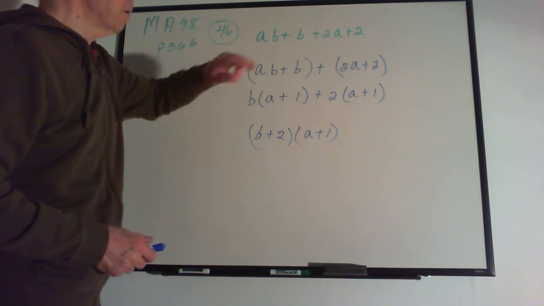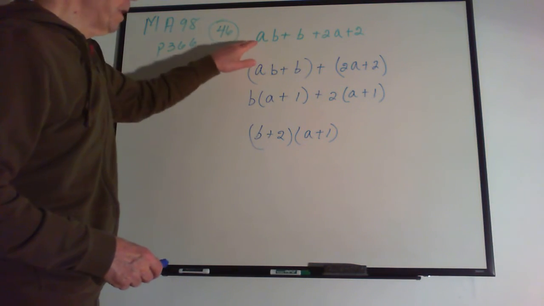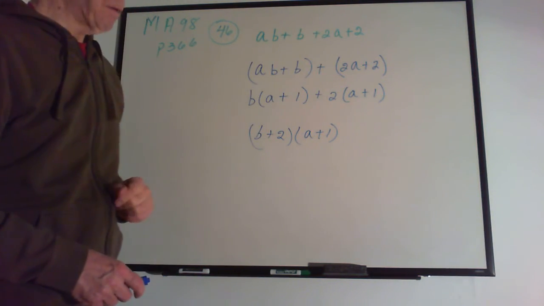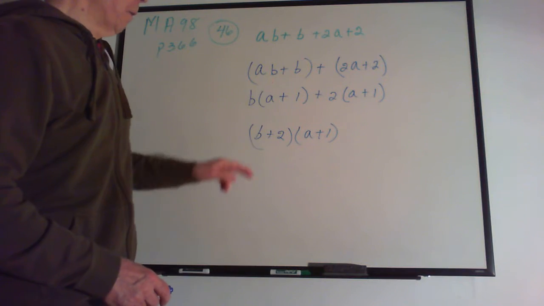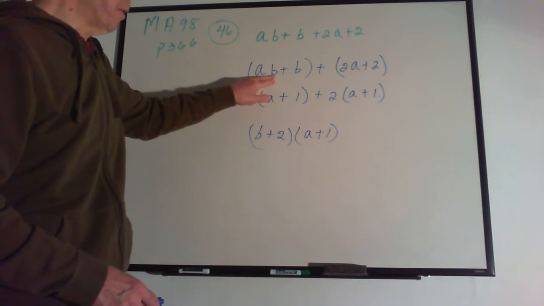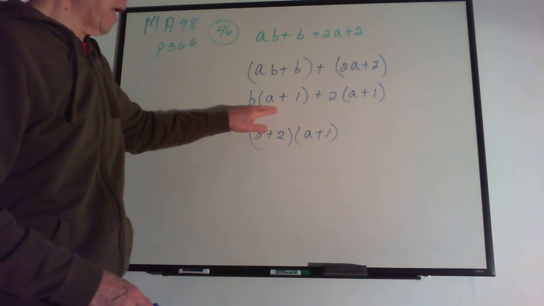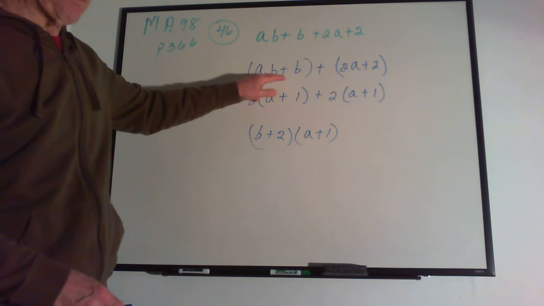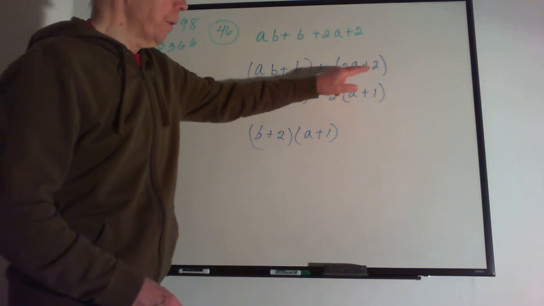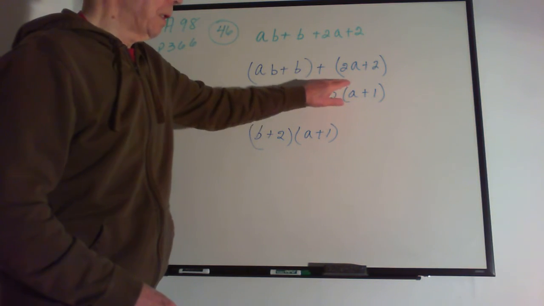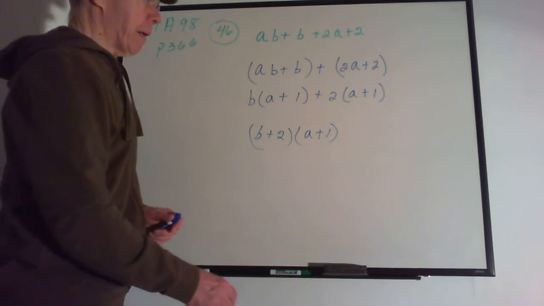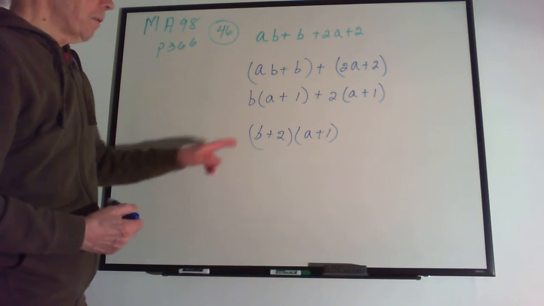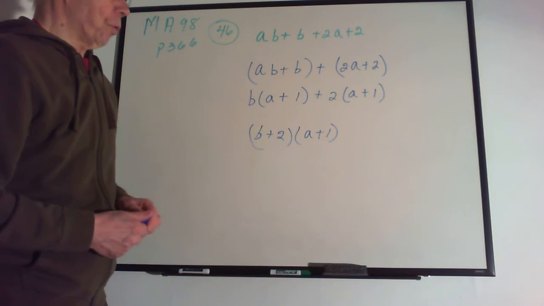Okay, with this problem, what I want to do is I want to group these first two terms together, then the second two terms together. These two. I want to factor this one. There's a b here and a b there, so it's going to be b times (a plus 1). If I multiply that back out, I get ab plus b. This is 2a plus 2. If I take out a 2, I have an (a plus 1). So now I have a common factor of a plus 1. The other factor is going to be b plus 2.